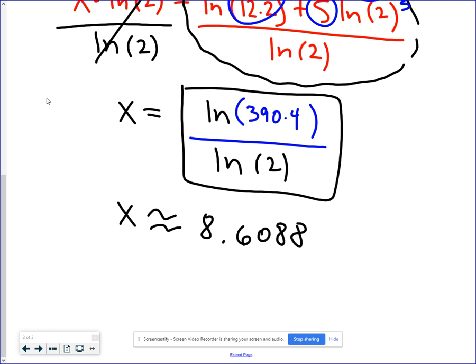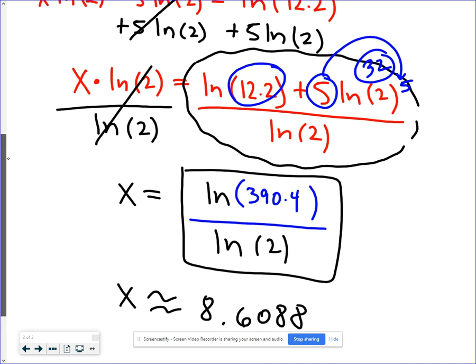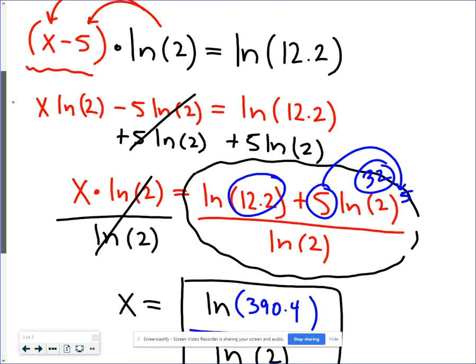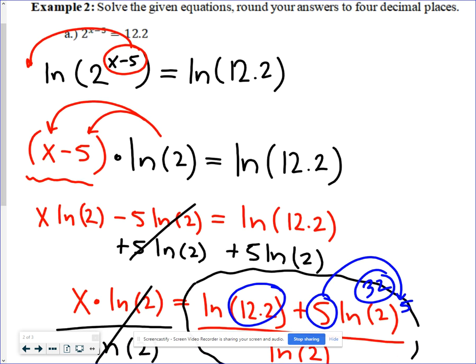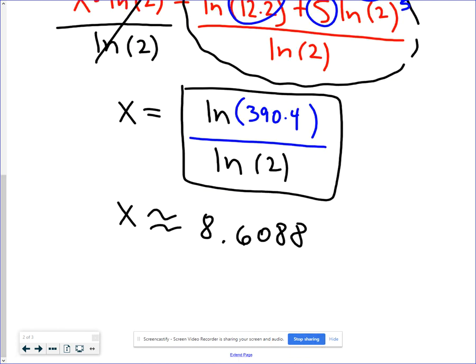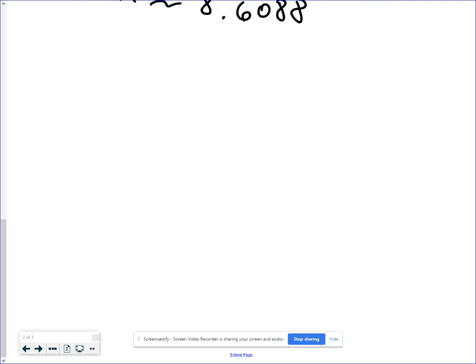So like I said, this one I was going to show you another way you could have done it. The first step is still going to be the same. So I'm just going to rewrite the problem. Let's see, what was the problem? 2 to the x minus 5 equals 12.2. All right, so let me show you another way you could have done it. You might like this way better. But this way that I'm getting ready to show you doesn't always work. Okay? But it does work on this one.